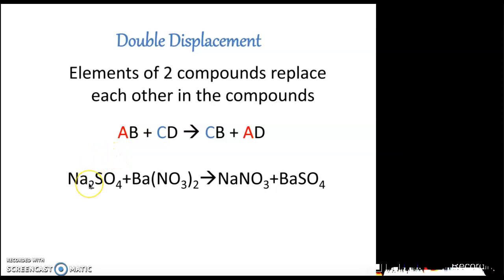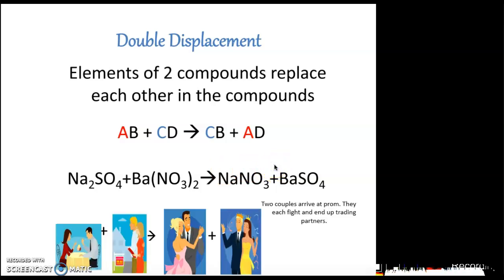So in this case, we would have sodium sulfate reacts with barium nitrate, and it produces sodium nitrate and barium sulfate. So the sodium and the barium have switched places. This would be a double displacement. So 2 couples arrive at prom, they each fight, and they end up trading partners.